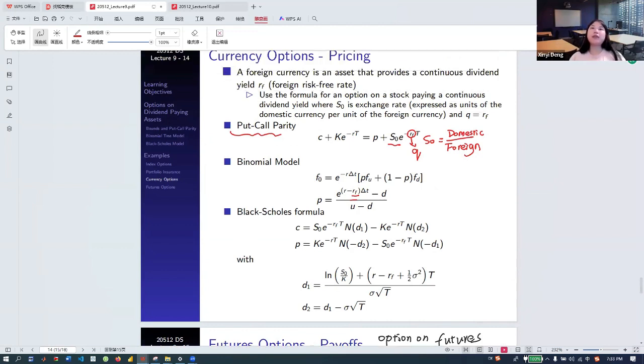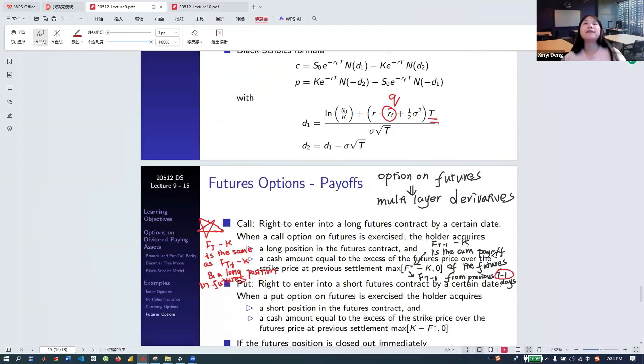Also for the Black-Scholes model, we just talked about the binomial model. For the currency options Black-Scholes model, again, we're just replacing Q with RF. Recall that in the general formula for the numerator of D1, we have ln of S0 divided by K, close bracket, and then plus R minus Q plus 1/2 times sigma squared, and then times T, right? So here we're simply replacing any Q occurring in the formulas with RF, since RF is the effective dividend yield for currency options.